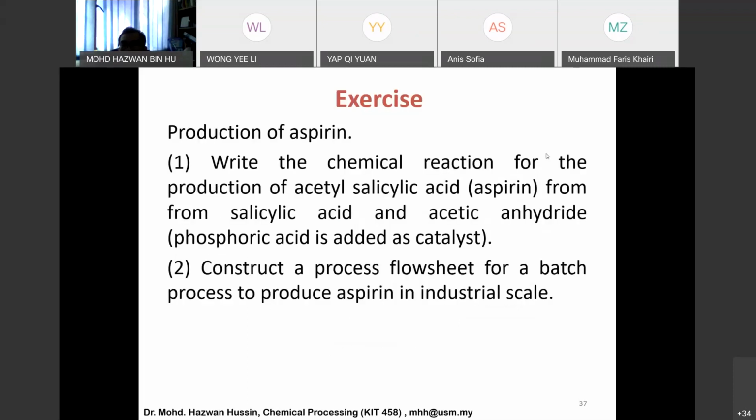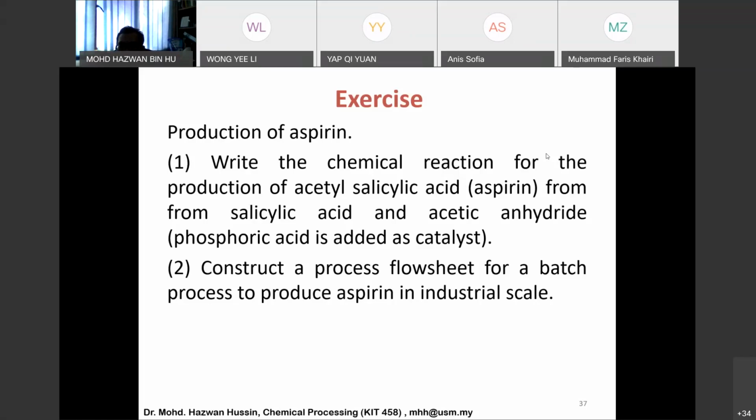Last one that you can actually combine in your homework is this one. Please produce a process flow diagram, okay, of production of aspirin. Write the chemical reaction for the production of aspirin, okay, acetyl salicylic acid from salicylic acid and acetate anhydride, where phosphoric acid is used as a catalyst, and then after that construct the process flow sheets for a batch process to produce aspirin in industrial scale.